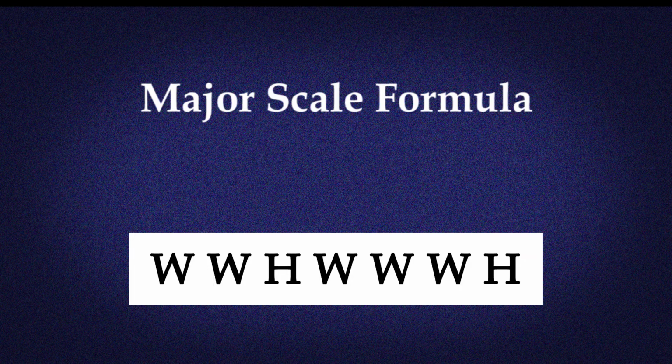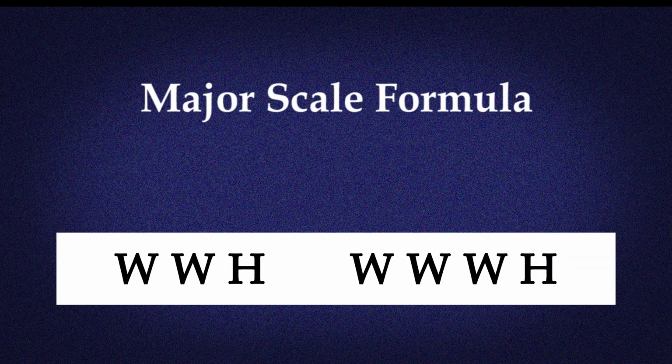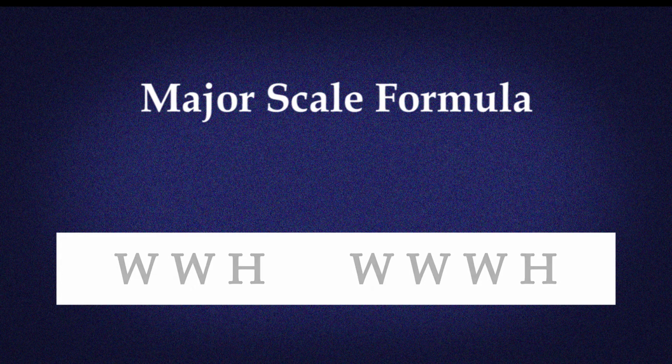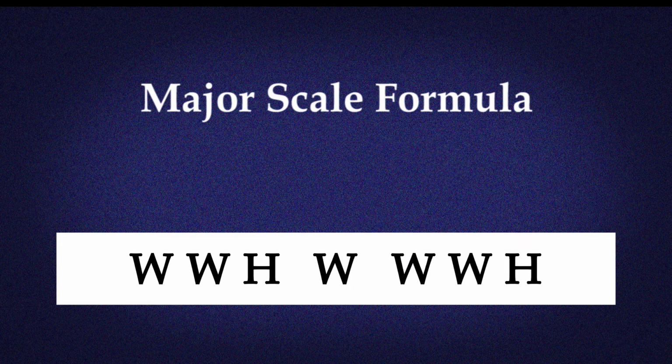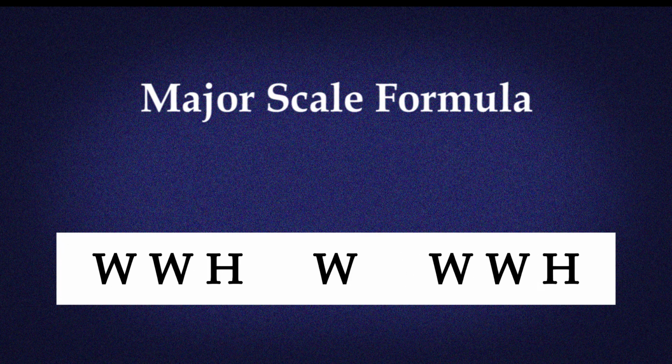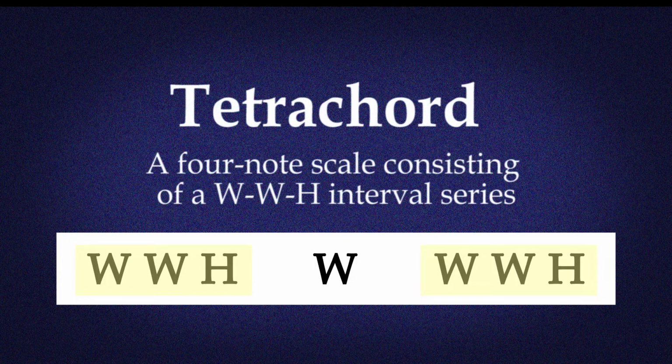It's easy enough to memorize by simply thinking of 2 whole steps and a half step, then 3 whole steps and a half step. However, it is more appropriately broken into 2 whole step, half step patterns with a whole step separating them. Each of these whole, whole, half patterns will include 4 notes and is called a tetrachord. As we build the major scales, we are going to be using these tetrachords.